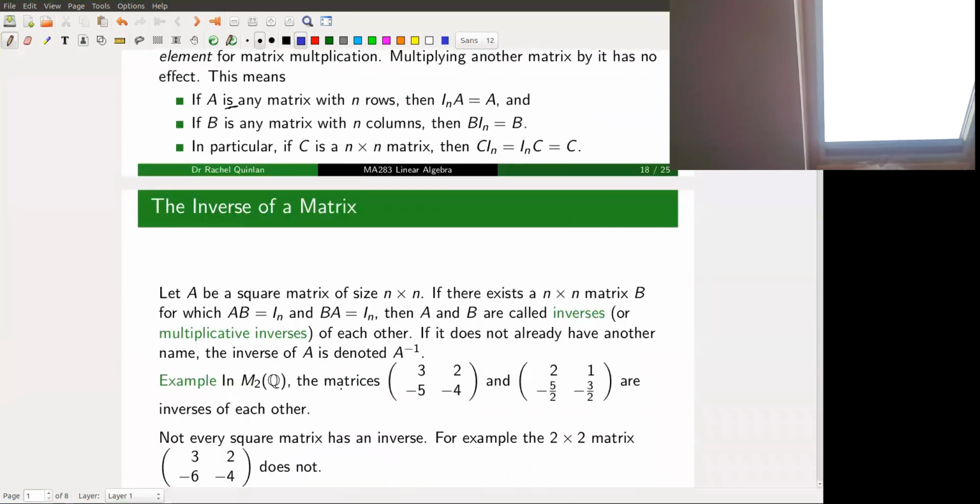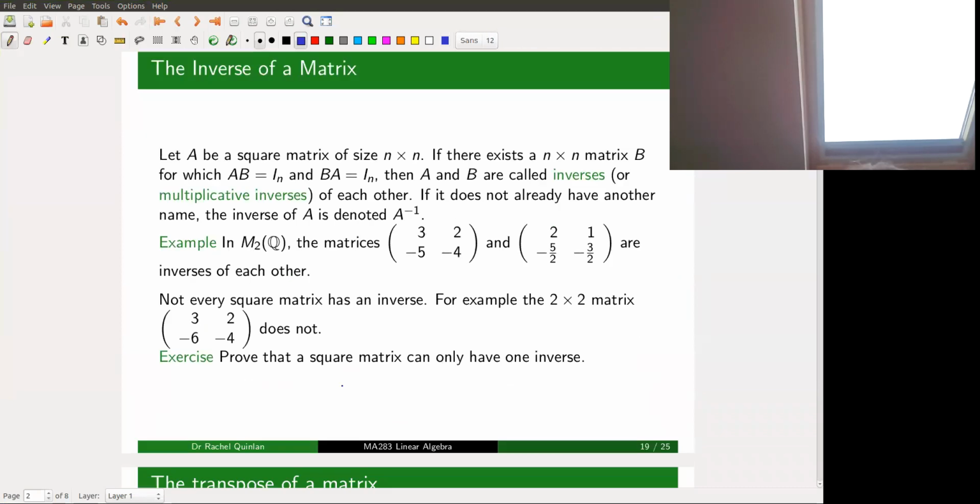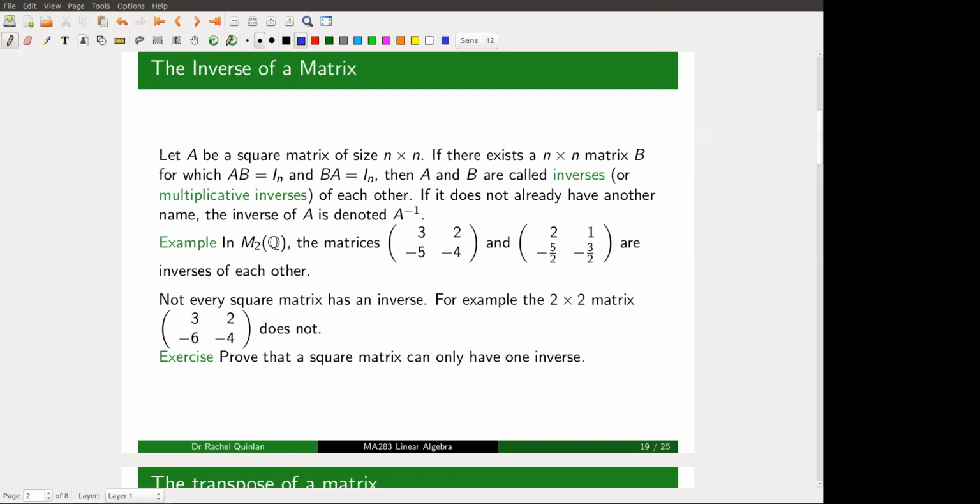Okay, so the second concept that we will recall at this point is that of the inverse of a square matrix. If we have a square matrix A of size n by n, then another n by n matrix B is called the inverse of A if the matrix products AB and BA, which both are n by n matrices, are both equal to the identity matrix I_n. In this case, A and B are referred to as inverses of each other, and their product is the identity element, which has the neutral property with respect to multiplication.